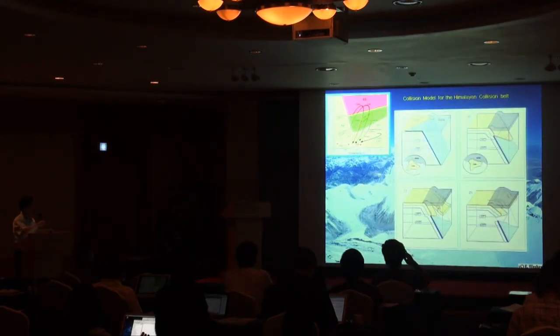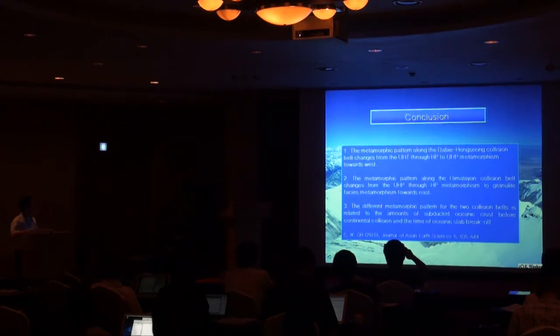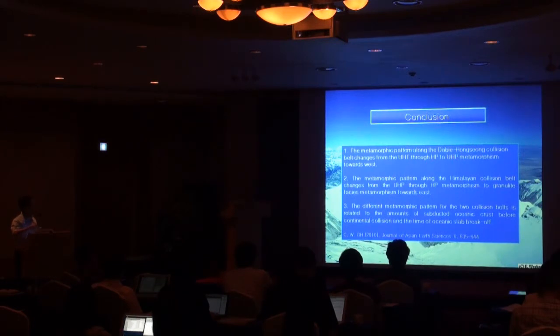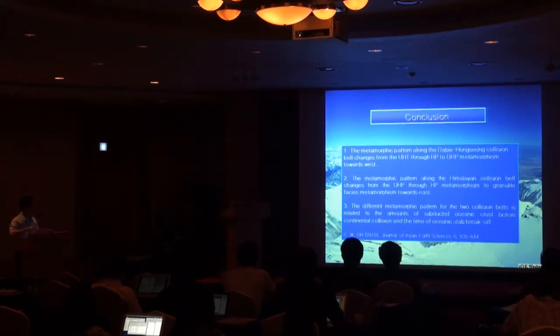So this kind of P-T path is also explained by this tectonic model. So the conclusions are like this. The metamorphic pattern along the Dabie-Hongseong collision belt changed from ultra-high temperature through high pressure to ultra-high pressure metamorphism toward the west. In the Himalayan belt, the metamorphic pattern changed from ultra-high pressure to high pressure to high pressure granulite facies toward the east. So this kind of different metamorphic pattern is related to the amount of subducted oceanic crust before collision, and also the depth of slab breakup.